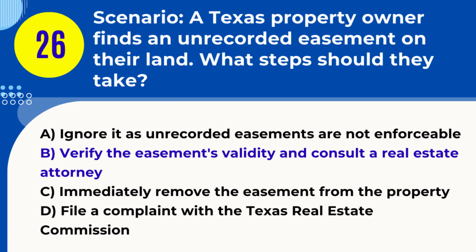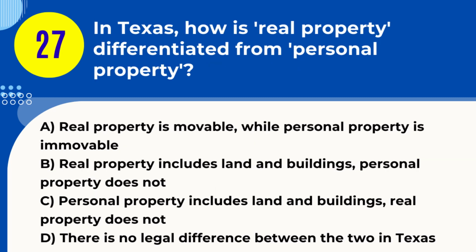Explanation. When a Texas property owner discovers an unrecorded easement, they should first verify its validity, possibly through a title search, and then consult a real estate attorney to understand their rights and options, as unrecorded easements can sometimes be enforceable. Question 27. In Texas, how is real property differentiated from personal property?